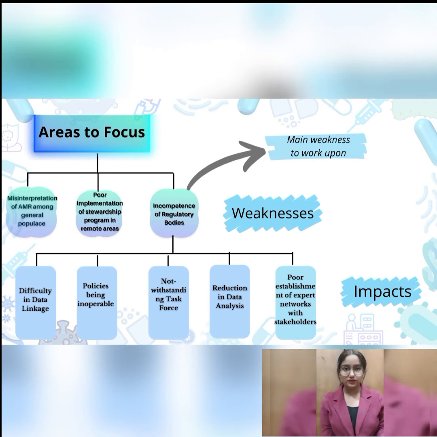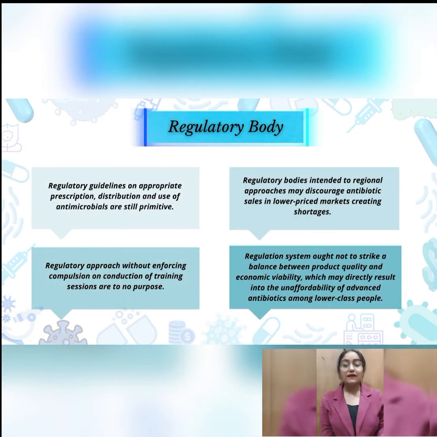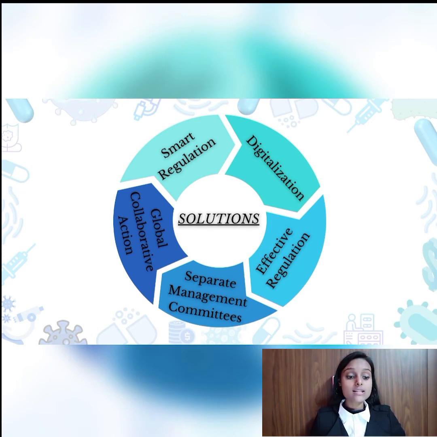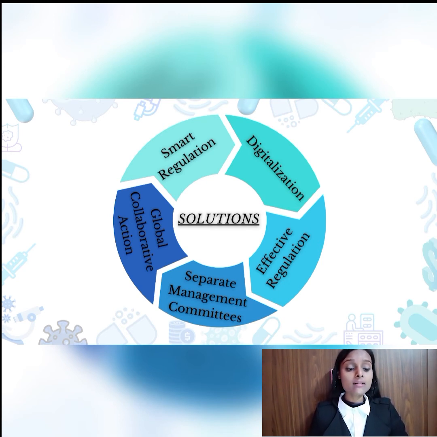Before reprising the solutions, let me spell out its implications, which include primitive guidelines, no strict enforcement of policies, a regulatory approach without enforcing compulsion on the training sessions being to no purpose, and unaffordability of advanced antibiotics. We can lessen these implications with the assistance of these solutions. Primarily, introducing smart regulation. This concept will embrace more flexible, imaginative, and innovative forms of social control than conventional regulation. Secondly, digitalizing the data reports and charts will render a better understanding of the available data to the policymakers and other stakeholders, expediting the result-driven record at national level.